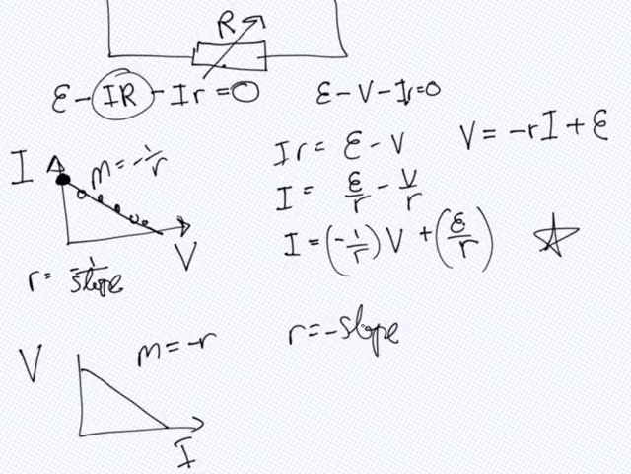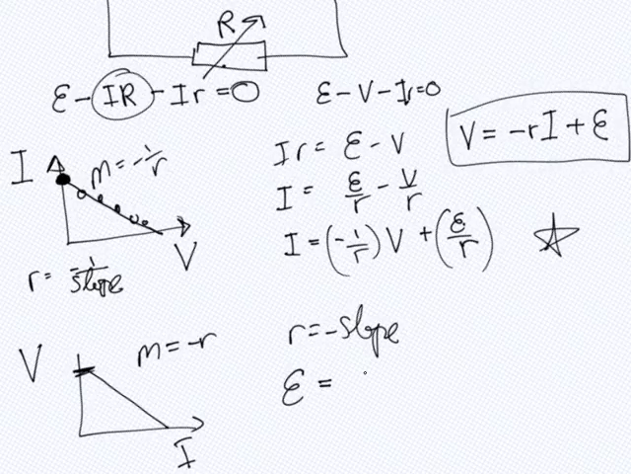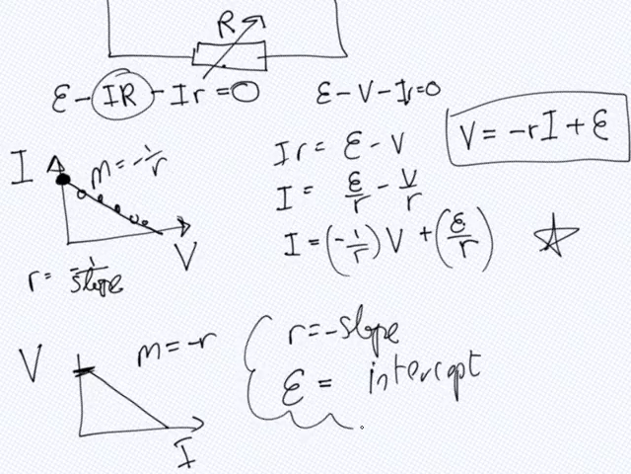Now I think the reason we use the graph this way is because it makes it easier to find the E. Because what would the E equal here? The V intercept. The V intercept here, yeah. So I should say the E equals the intercept. The reason I'm doing both possibilities is because, in my opinion, both are fine. I actually kind of prefer the first one because you're putting the variable on the x-axis, which is more usual.